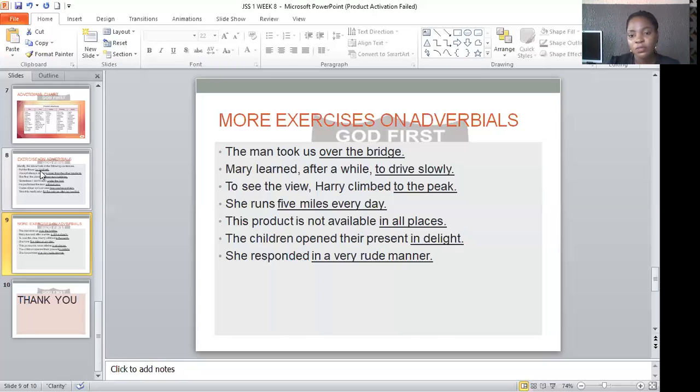The children opened their presents in the light. She responded in a very rude manner. So "in a very rude manner" is the adverbial in the sentence.